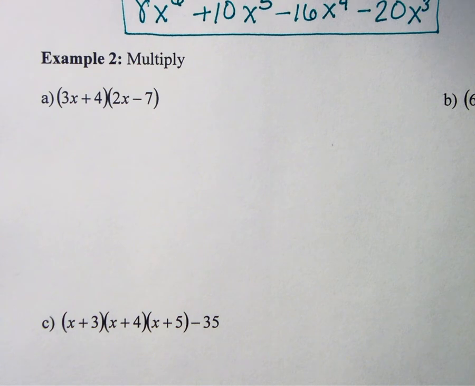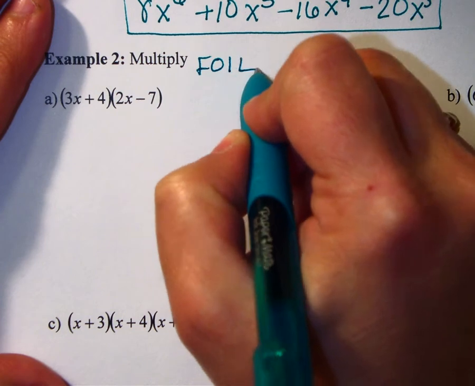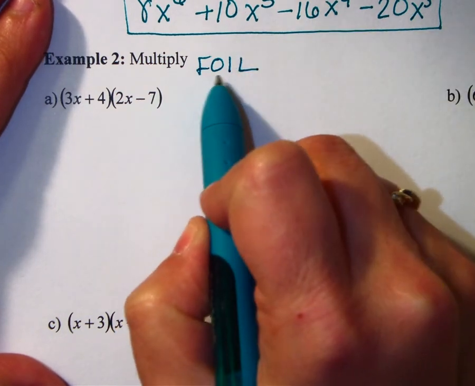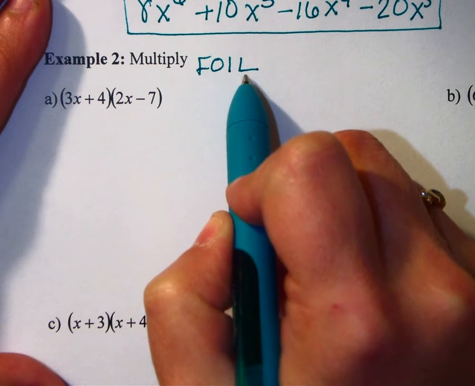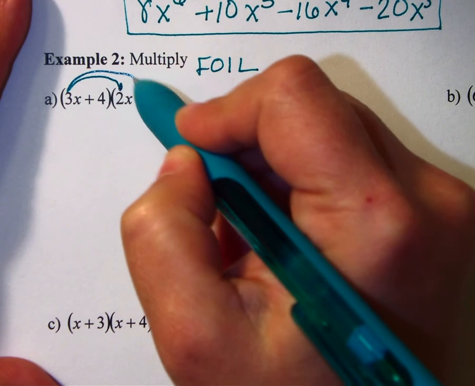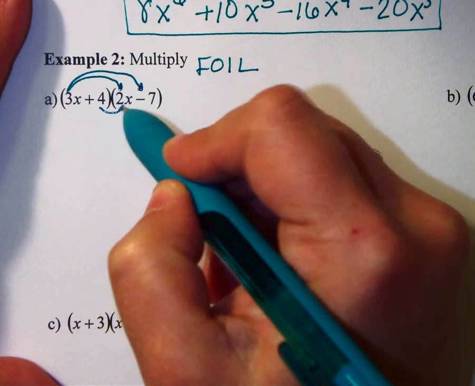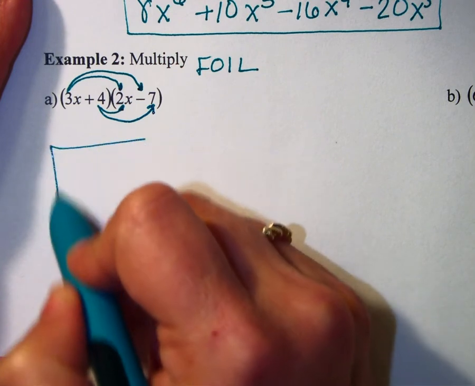F stands for first, O stands for outside, I stands for inside, and L stands for last. So you can multiply it this way: first, outside, inside, and last. And another way to write it, and like I said, this is just another way to write it, it is doing the exact same thing, is what you might have heard of as the box method.